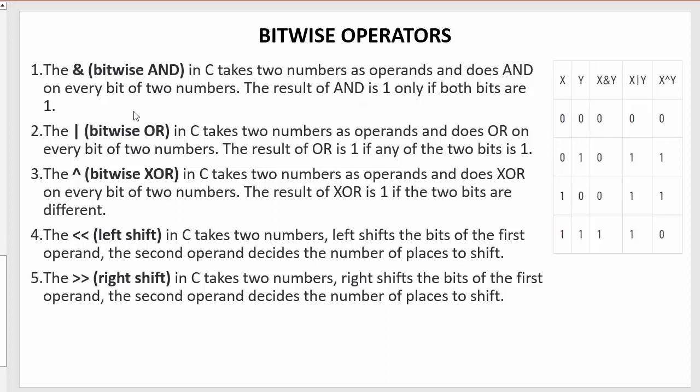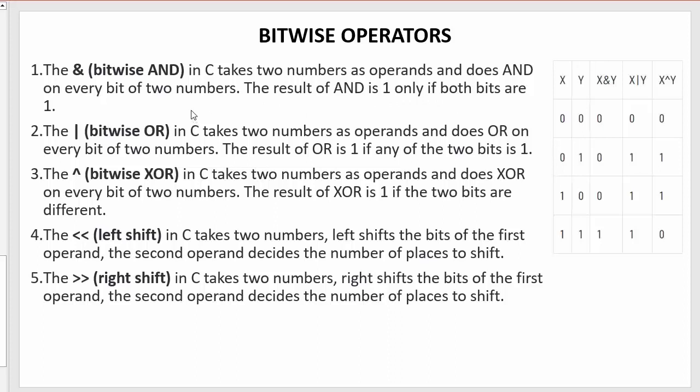As you can see, I have listed down the various types of bitwise operators. The first type of bitwise operator is bitwise AND. The bitwise AND operator is denoted with the & symbol, and it takes two numbers as operands and does an AND operation on every bit of the two numbers. The result of AND is 1 only if both bits are 1.